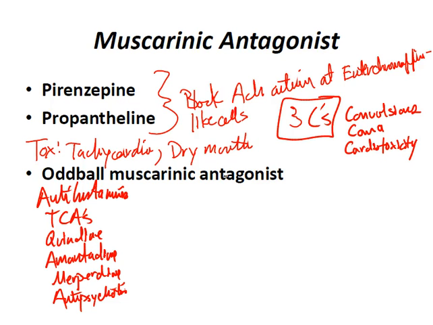It's mydriasis due to muscarinic block. So you're not going to get pinpoint pupils with it. That's why doctors abuse a lot of Demerol.